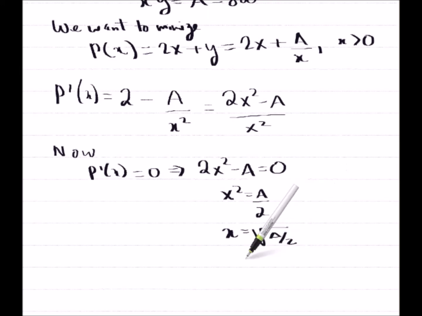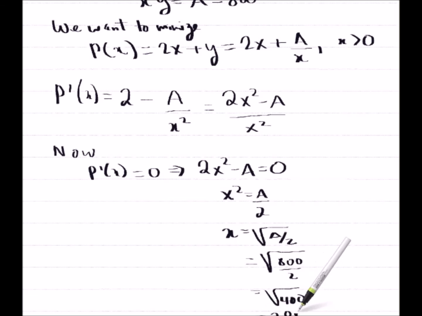At this point, I could try to compute what x is based on the fact that a is 800. So that's just going to be the square root of 800 over 2. So that's the square root of 400, and 400 is a perfect square. So that's going to be 20. It's meters because the area is in meters squared, right? So this is meter squared.